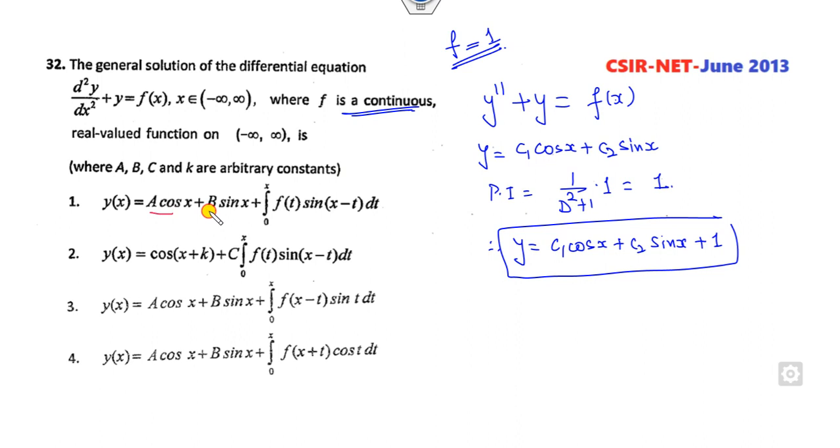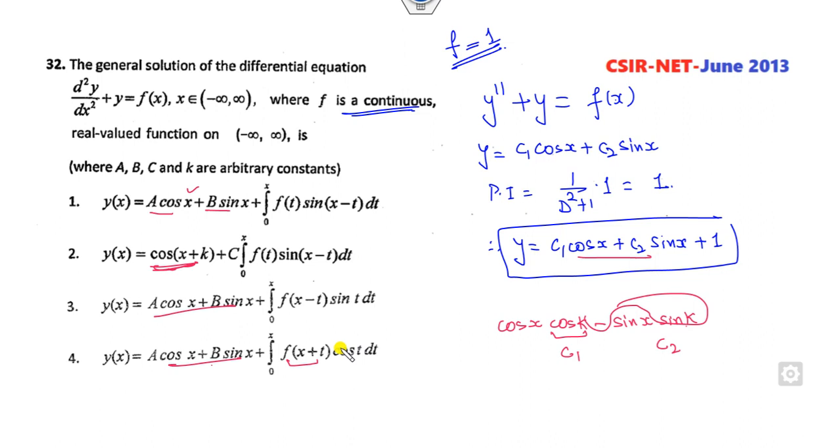This you can also see, this is cos x cos k minus sin x sin k. So I consider this as C1 and minus sin k as C2. So this also is satisfied, this satisfied, this satisfied. If I consider f of t as my 1, the integration of cos t is my sin t from 0 to x. So sin 0 is 0, sin x is here. But we need a 1. 1 can never be obtained.